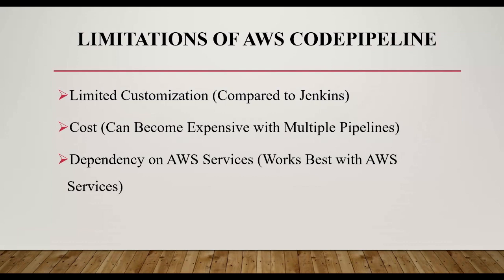So that is the limitation. And the next is dependency on AWS services. It works best with the AWS services. So when we need to run the CodePipeline, it uses other AWS services or other tools I have already explained, that is CodeBuild, CodeDeploy. So that's why it depends on the AWS services. These are the main limitations.